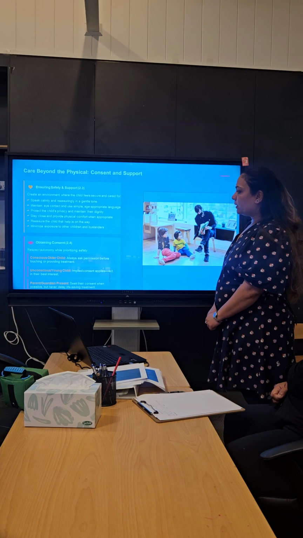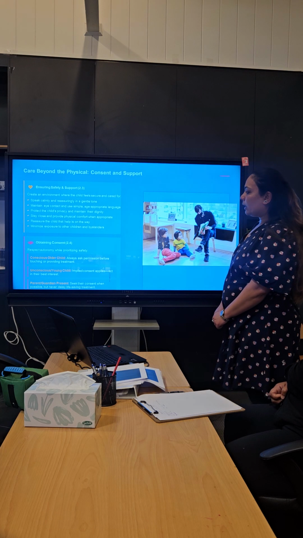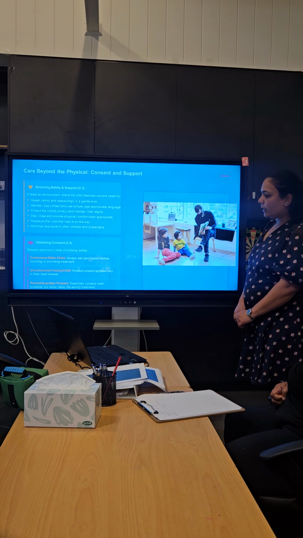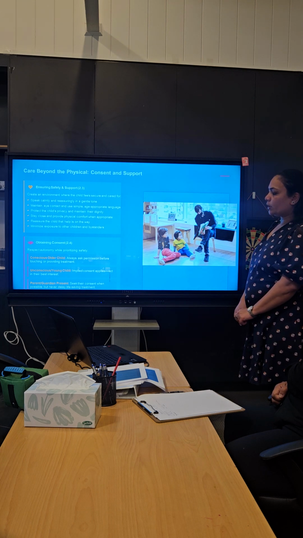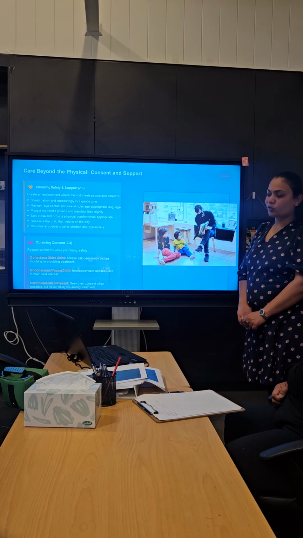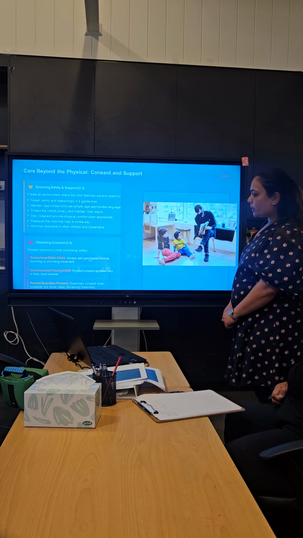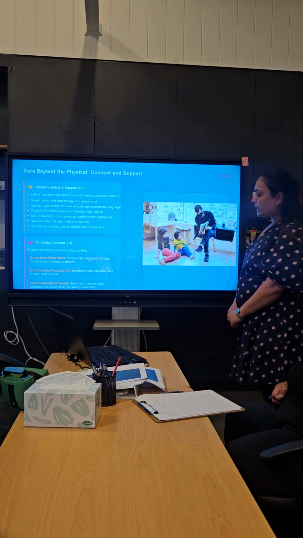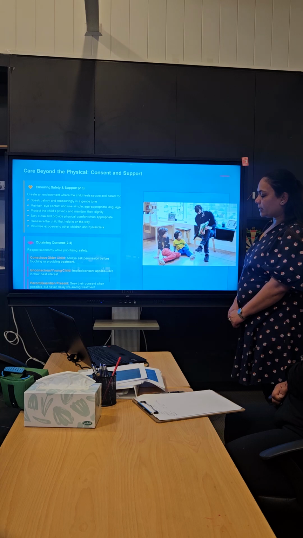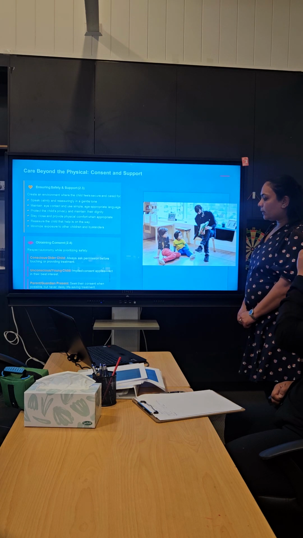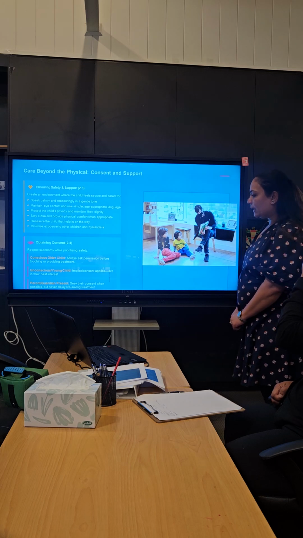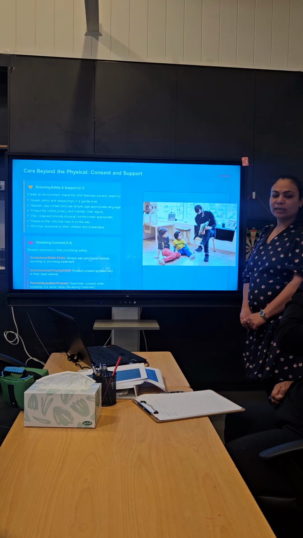Obtaining consent. Respect autonomy while prioritizing safety. For a conscious older child, always ask permission before touching or providing any treatment. For an unconscious young child, implied consent applies, act in their best interest. Parents and guardians' permissions, seek their consent when possible, but never delay if the situation is life-threatening.